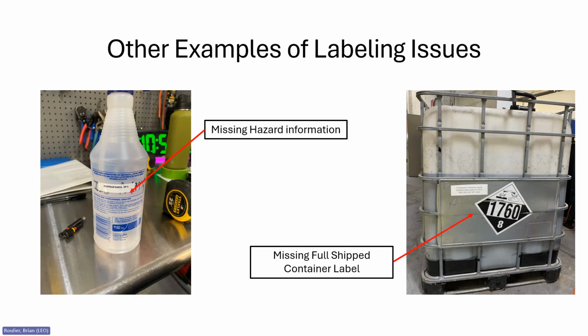The photo on the right shows a shipped container which is missing the full label. Since this container was the primary container received from the manufacturer, it is required to have the full 6-element label present. It is important to routinely audit your facility to ensure that containers have appropriate labeling and that wear and tear has not damaged or removed the label.